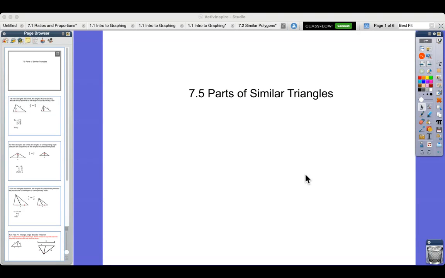Today we're talking about parts of similar triangles. Last section, I think the last one was proportional parts. Yes, parallel lines, proportional parts, and then before that was similar triangles. Now we're looking at things within a triangle. There are three things we'll talk about: altitudes, bisectors, and medians. Those are important.